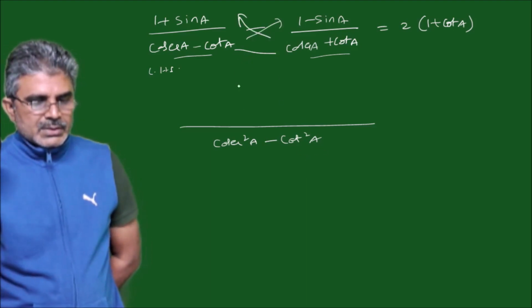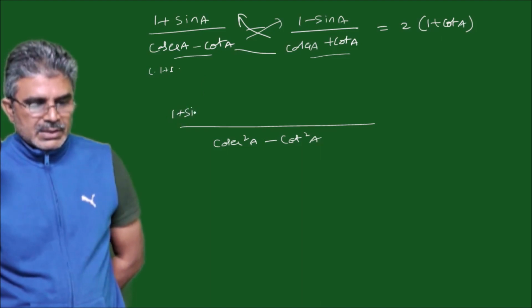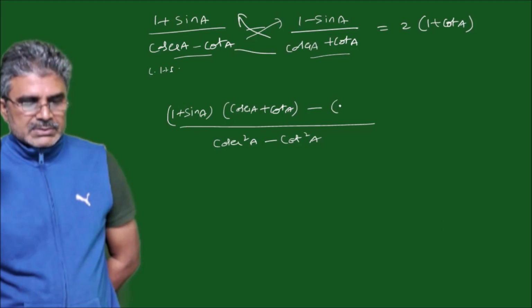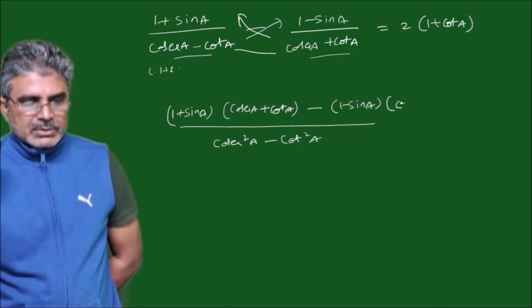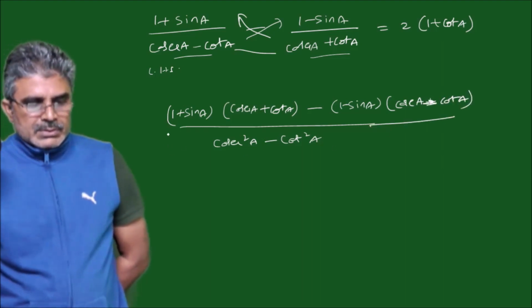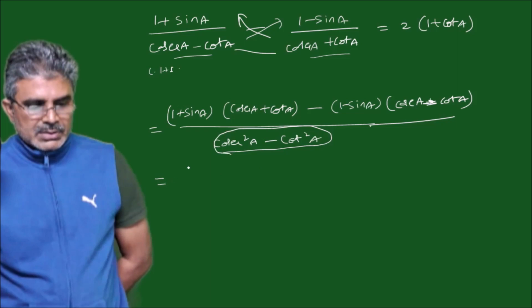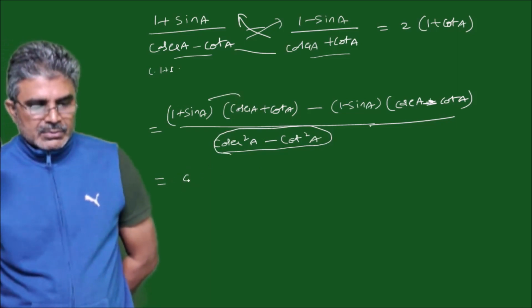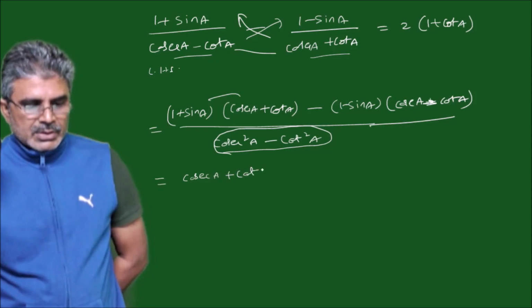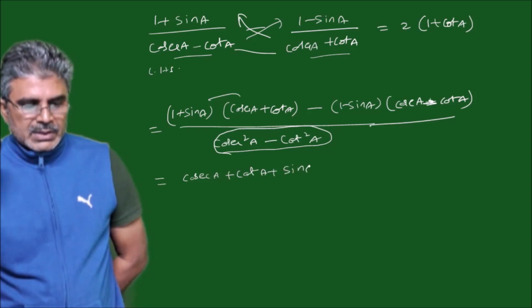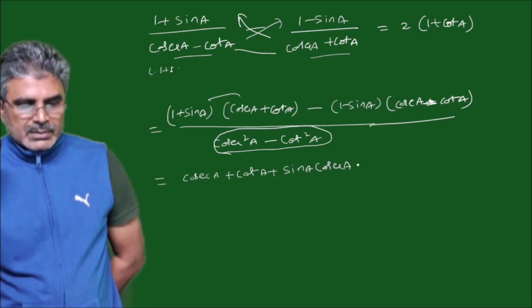So now take the factorizing terms. You will have (1 + sin a) into (cosec a + cot a) for the first term, and minus (1 − sin a) into (cosec a − cot a). So below you have an identity, so it will become 1. Take out that one and write the remaining thing and multiply these two terms. You will have cosec a + cot a + sin a cosec a + sin a into cot a.